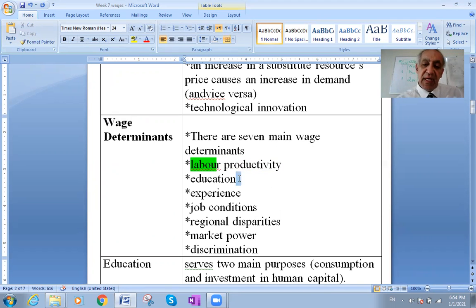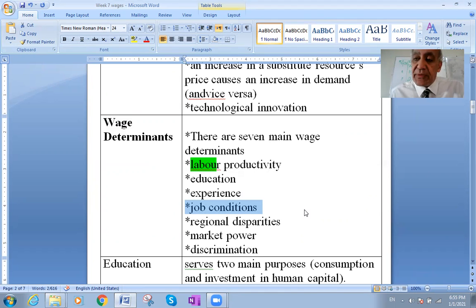The level of education also affects the wage. One of the factors that affect the wage is your education, and the experience of the worker. If he's entry level, he does not have any experience, or he's experienced. So this also affects the wages. Job conditions. How about where you are working? Are you working in the desert just digging for oil? Or are you working as a clerk in an office, quiet, with air conditioning, and everything is fine?